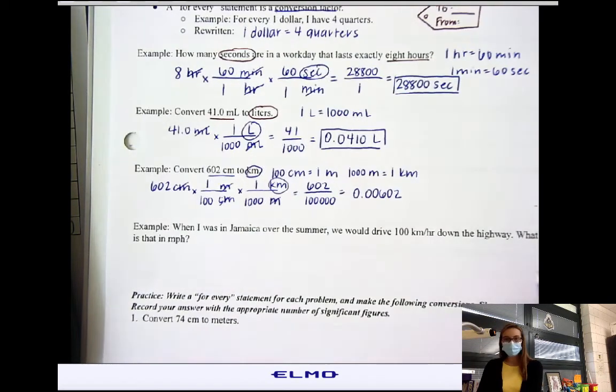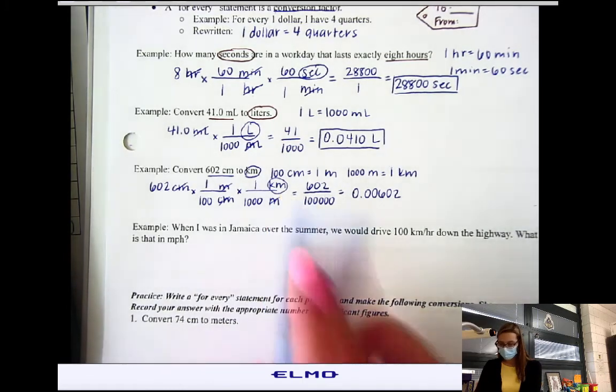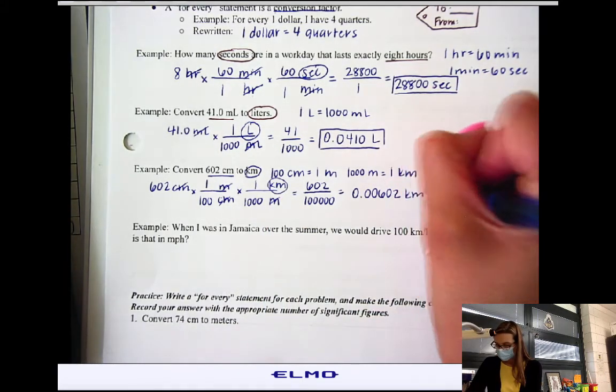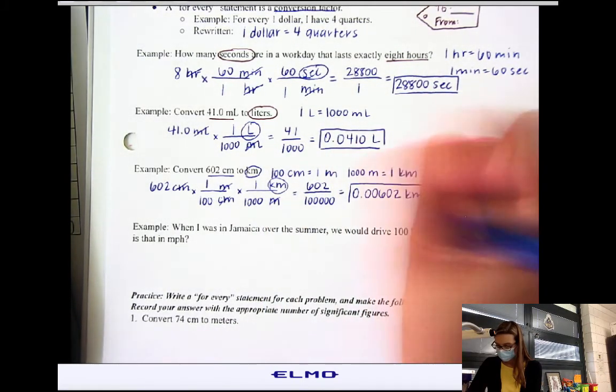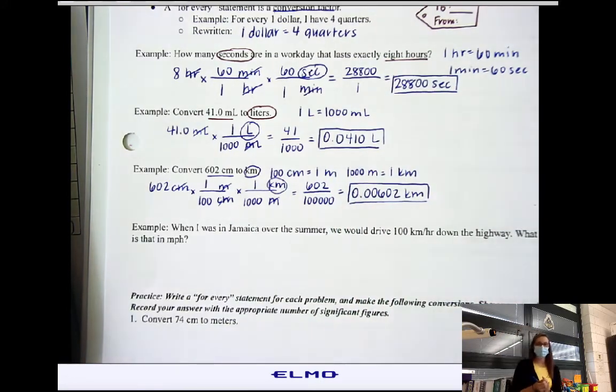And then don't forget your unit. The unit that we were left with that I circled here was kilometers. Now you chose to put it in scientific notation, that's fine. But this was a two-step problem.